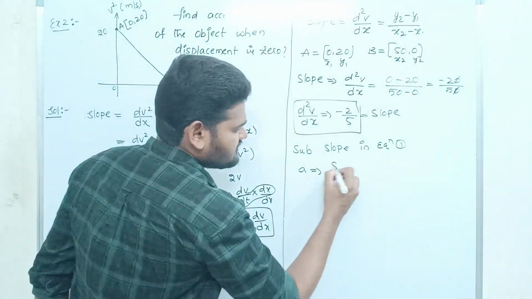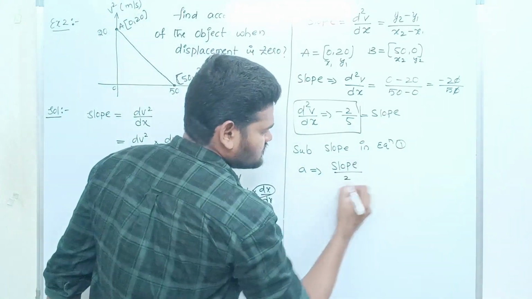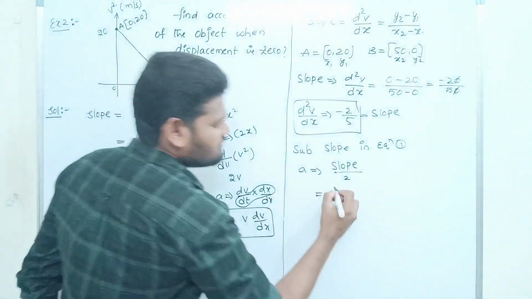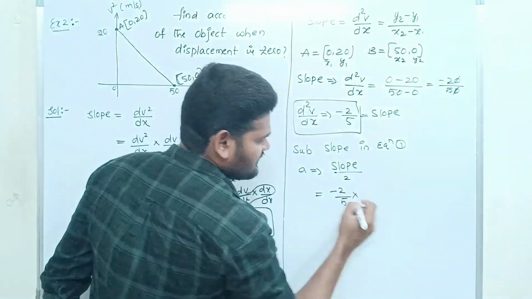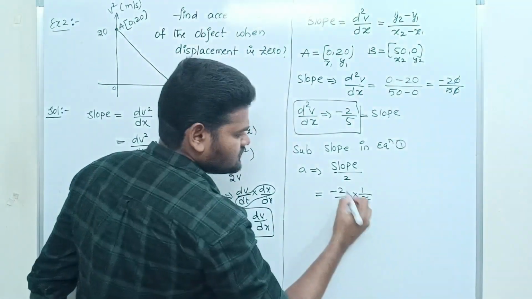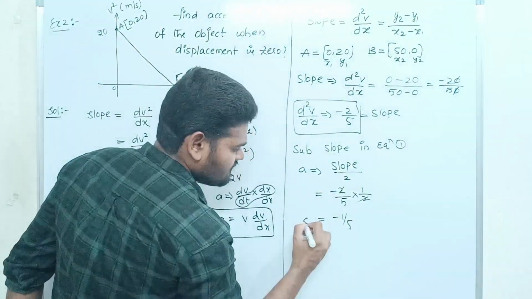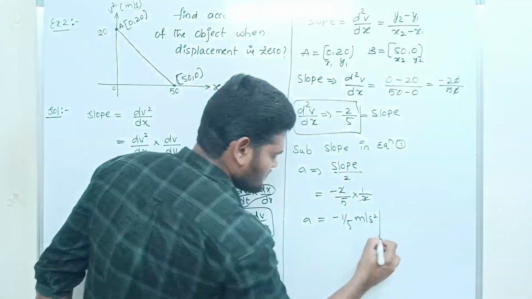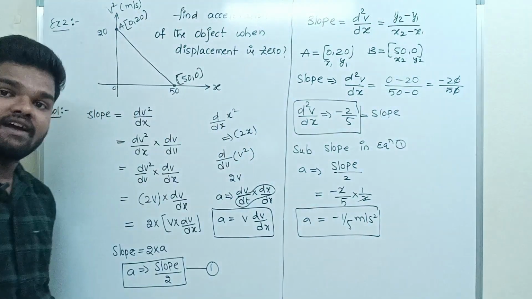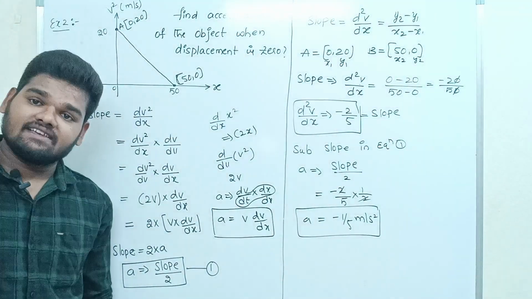We have acceleration is equal to slope divided by 2. What is the value of the slope we got? Minus 2 by 5 into 1 by 2, the 2s get cancelled out, minus 1 by 5 meter per second square. So this is our answer. Are you getting it? Easy one, na?